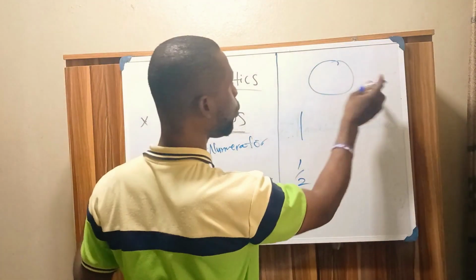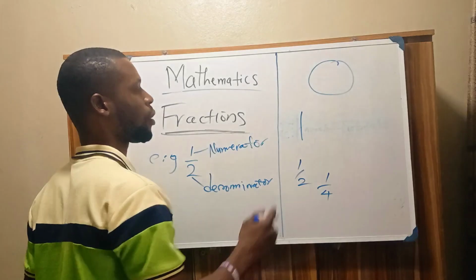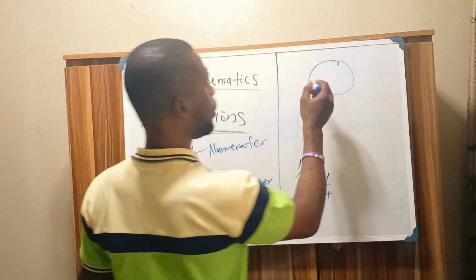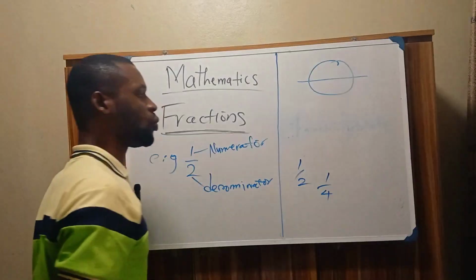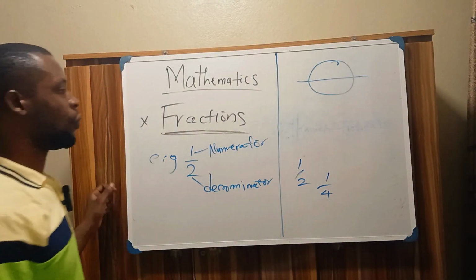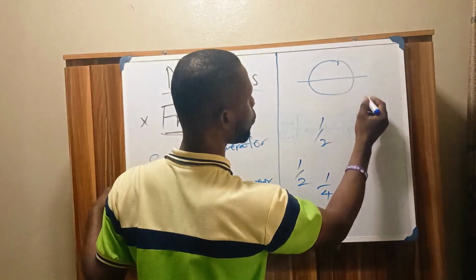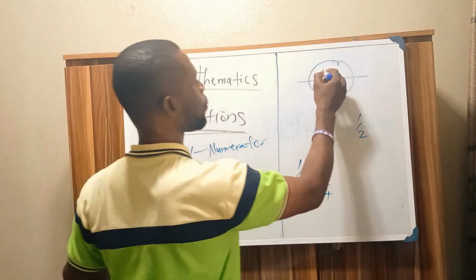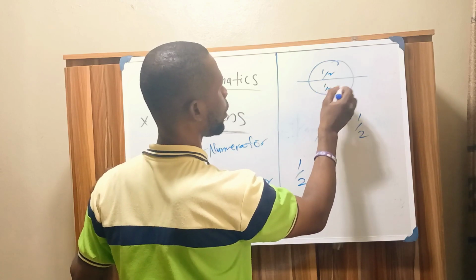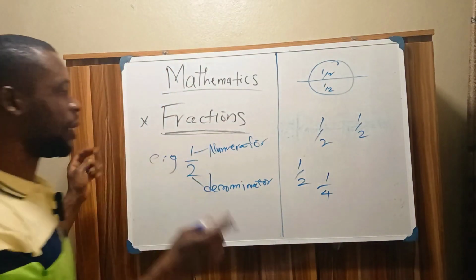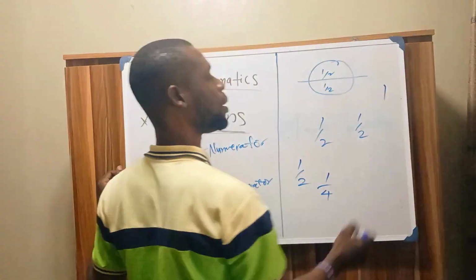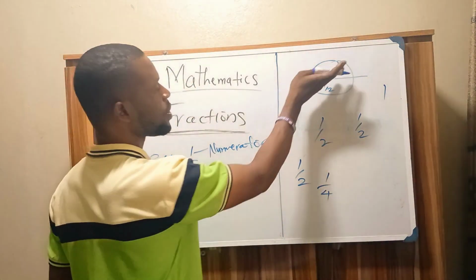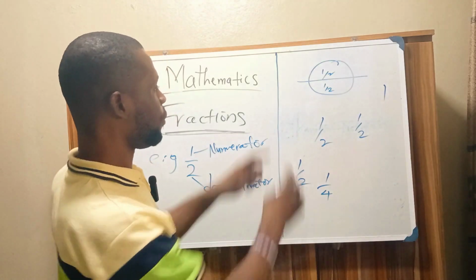So this could be an orange. For example, let's say 1 orange. If we divide this 1 orange into 2 equal parts, we are going to have 1/2 and 1/2. So this part is 1/2, and this other part is 1/2. If we bring them together, we have 1, which is the one orange. So this is a part of this 1 orange.